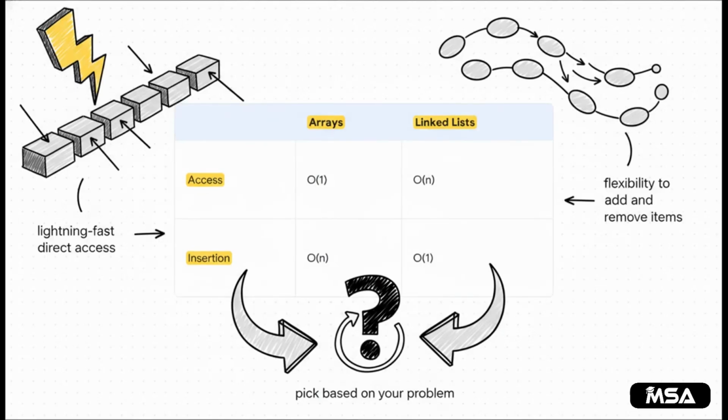And this table really just lays it all out. This is the big choice you have to make. Do you need the super fast direct access you get with an array, or do you need the easy flexibility to add and remove things that a linked list gives you? You really can't have it all, so your decision has to be based on the problem you're trying to solve.